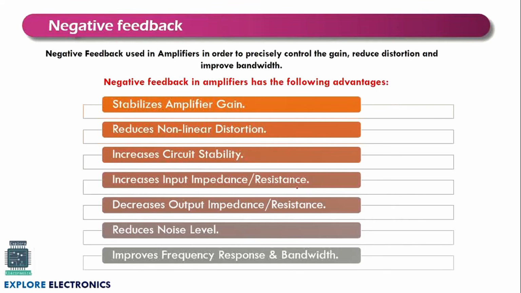Input impedance should be high, output impedance should be low, and it should be able to address the nonlinear distortion, and it should stabilize the circuit and gain. So these are the advantages of the negative feedback. It will be helpful for an amplifier. That's why we use negative feedback in amplifier circuits.